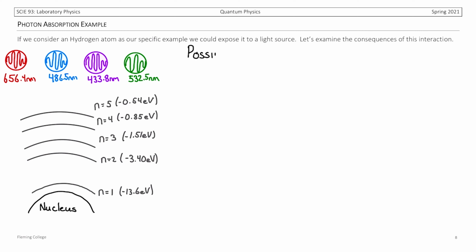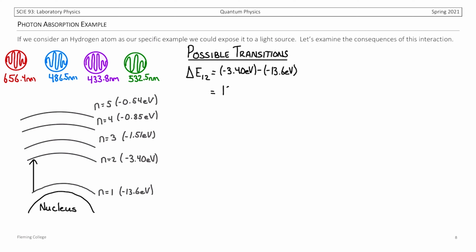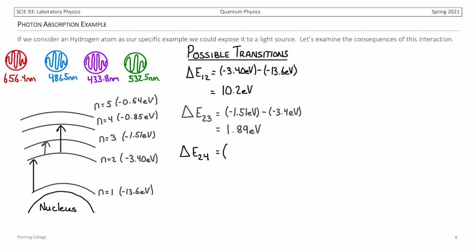To do this, we have to consider the possible transitions. While this isn't an exhaustive list, let's look at 3. We could consider an electron going from the first level to the second level, and that would require 10.2 electron volts of energy. And we could look at a transition from the second level to the third level, and we can calculate the requirement there as 1.89 electron volts. And a third possible transition is that an electron could jump from the second level, skipping the third level, and arrive at the fourth, and that would require 2.55 electron volts of energy. So these are several of the possible transitions.